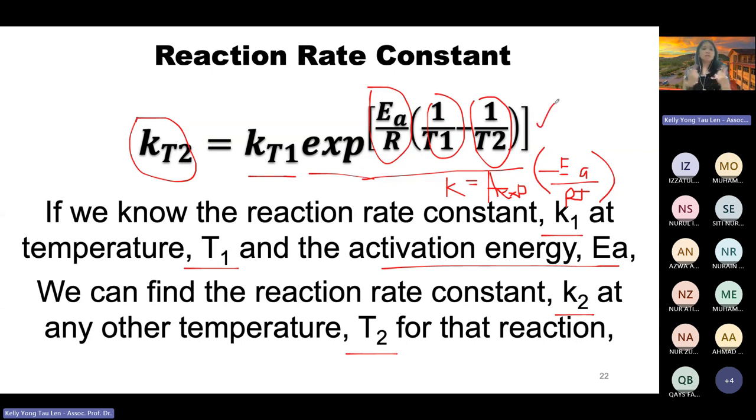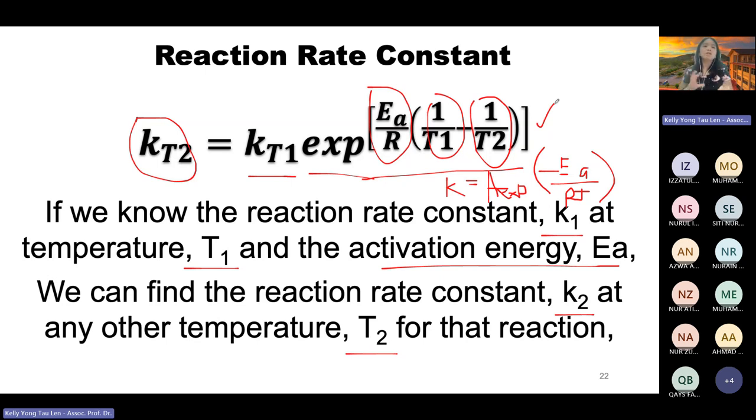So, you must understand another concept. Nilai K berubah dengan suhu. Maksudnya untuk satu tindak balas itu, nilai K will change with temperature. However, nilai A, pre-exponential factor, nilai Ea, activation energy, tak berubah dengan suhu. Maksudnya, as long as you still use the same reaction, K itu akan berubah dengan suhu. Tapi nilai pre-exponential factor, A, and activation energy, Ea, takkan berubah dengan suhu. Dia masih nilai yang sama.